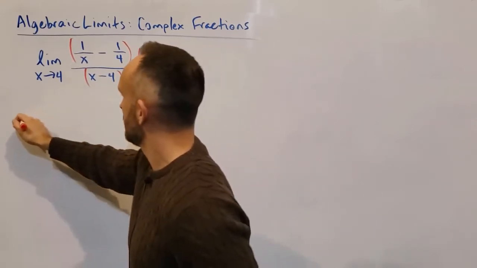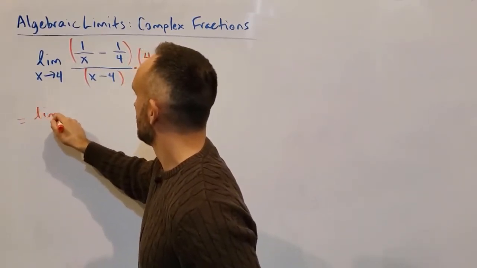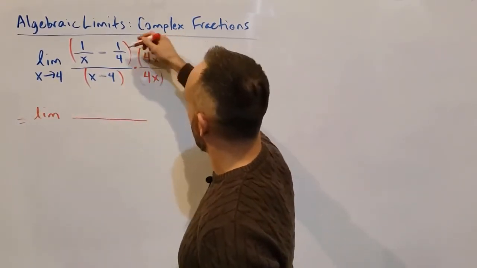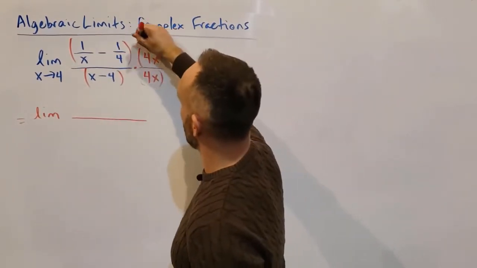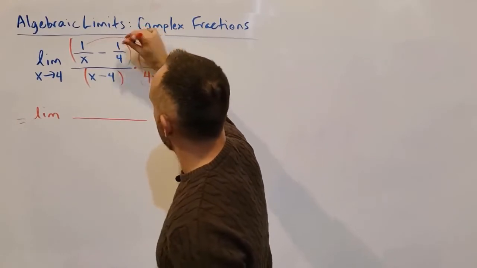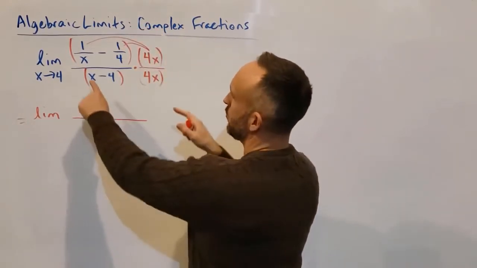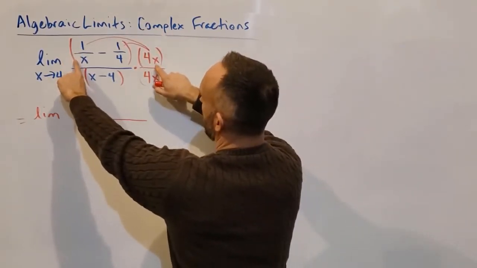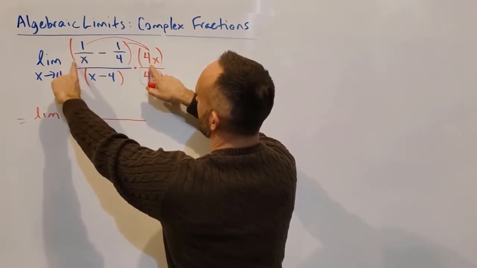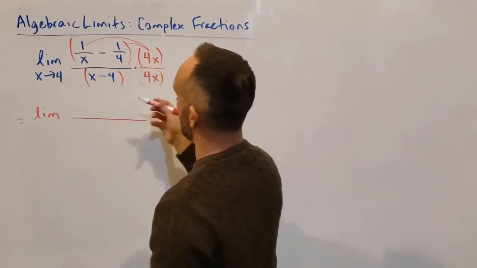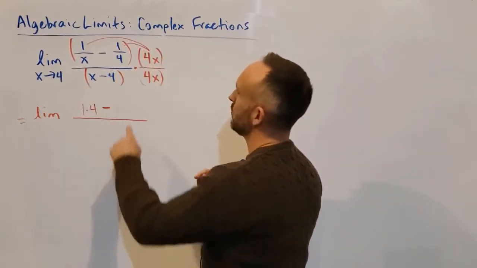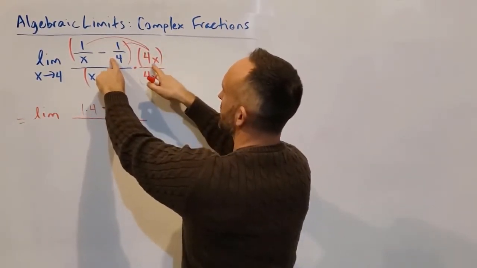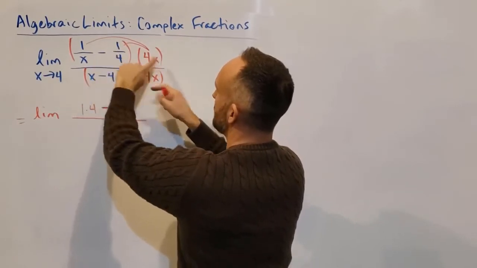So what we get is the limit, and on the top, remember I'm trying to fix the top. There's where the problem is. So I have to distribute my 4x to the first fraction and to the second fraction. When I multiply 1 over x by 4x, the x's cancel, and all that's left is 1 times 4. Minus, when I multiply 1 over 4 by 4x, the 4's cancel, leaving 1 times x.